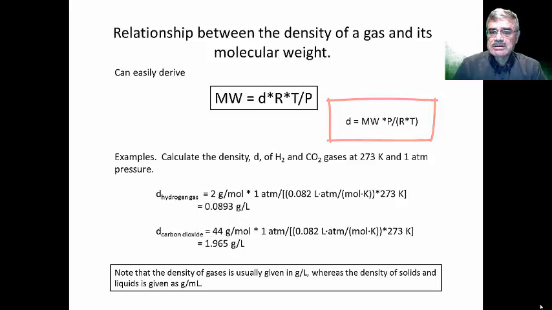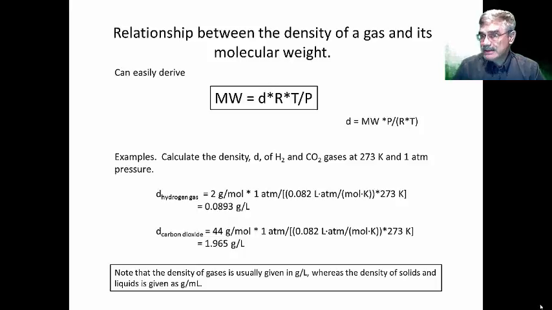Let's give you a few examples. Let's calculate the density of hydrogen gas and carbon dioxide gas at these standard conditions of 273 Kelvin and 1 atmosphere pressure. For hydrogen gas, a molecular weight of 2 grams per mole, 1 atmosphere pressure divided by the gas constant R, 0.082, times temperature, 273, we would calculate the density of hydrogen gas to be 0.0893 grams per liter.